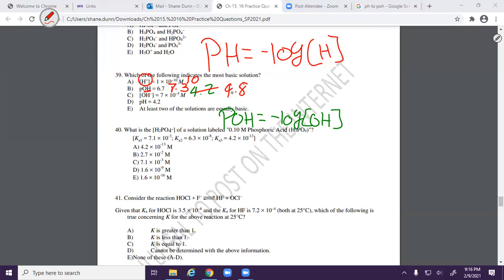Now, which one's the highest one? That's the most basic, right? When dealing with pH, the higher you go, the more basic you go. The lower you go, the more acidic you go. Does that make sense? Okay.